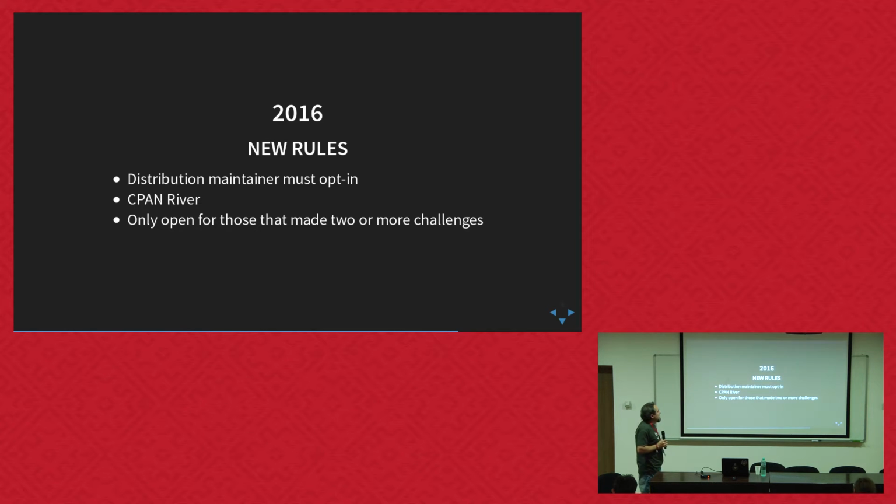This year the rules changed. The distribution maintainer must opt in, because Neil said that some distributions were saying that they don't wish to be in. The distribution has to be in the CPAN River, which for Neil means having two or more distributions that depend on it, and it was only open to those who had made two or more pull requests.